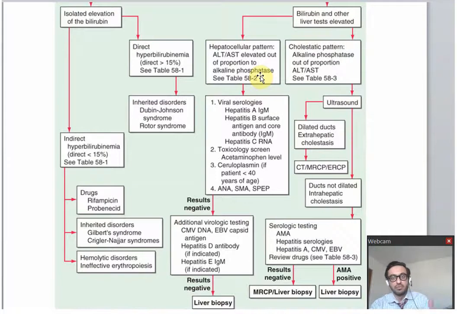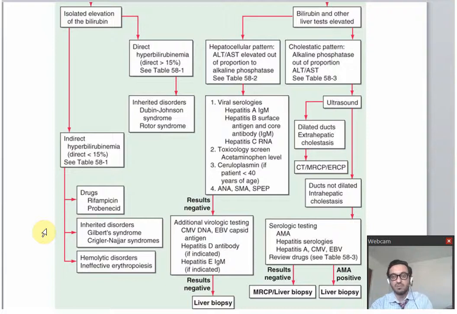Before moving on to the list of differential diagnoses, a couple of general points. One, we have two categories of inherited disorders under isolated hyperbilirubinemia. One is inherited direct hyperbilirubinemias, and they are Dubin-Johnson and Rotor. And then we have inherited conditions associated with indirect isolated hyperbilirubinemia, and they are Gilbert and Crigler-Najjar syndrome. This is not a comprehensive list, but it is the complete list for the inherited ones.